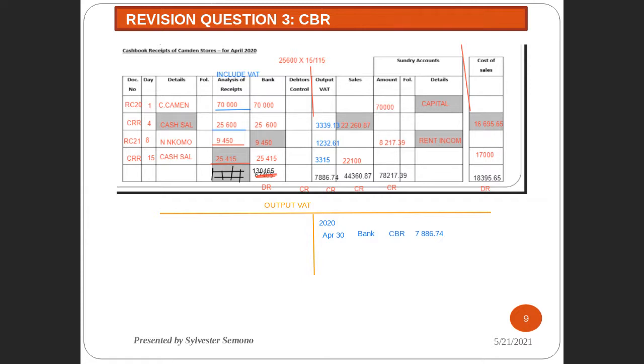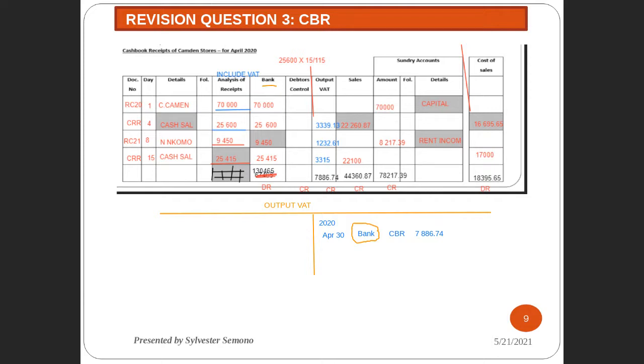Now, someone can ask and say, why don't we say total? You can't say total because this is not the main column. The main column here is bank. Remember, the main column is bank here. So the reason why we said total receipts under bank is because bank has got everything in it. But output VAT does not have everything in it. So you must say, okay, output VAT is also part of bank. That's how we write bank.